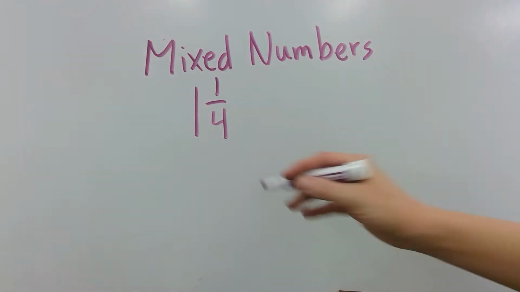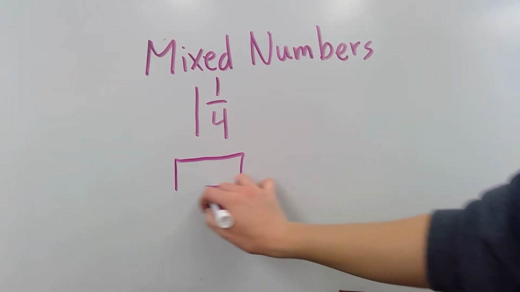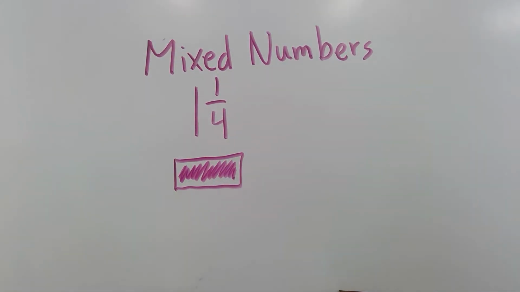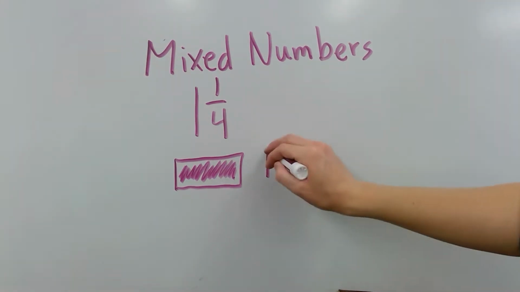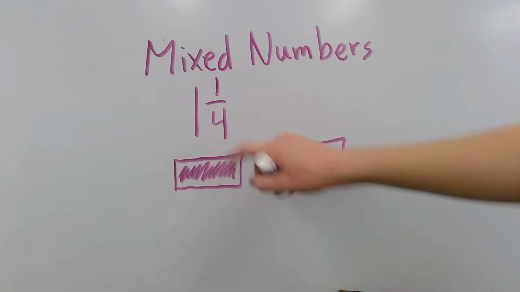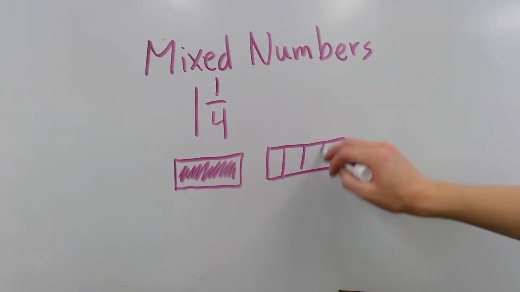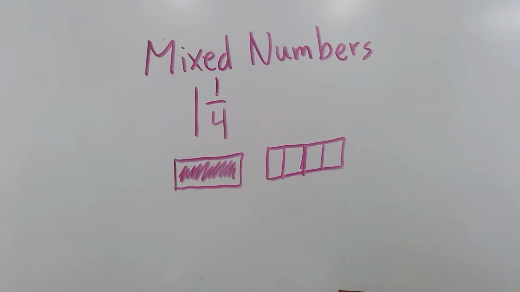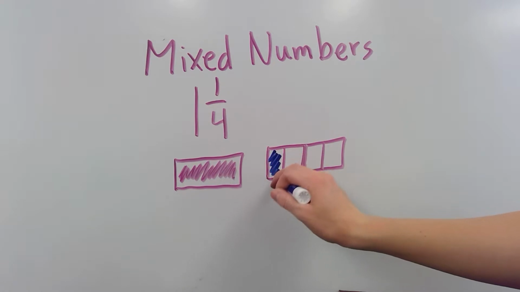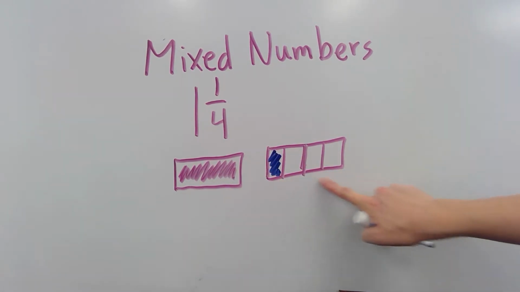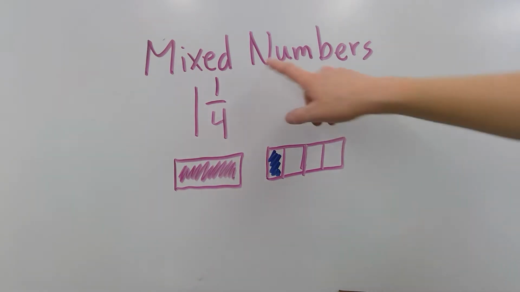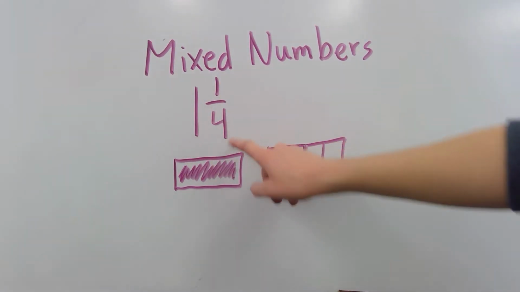So if I wanted to draw this, I would draw my 1 whole first. It's like I have 1 whole candy bar, so I get to color in the whole thing. And then I have 1/4 of a candy bar. So my denominator tells me how many pieces my whole is split into, how many it would take to make one whole. And then my numerator tells me how many I have. So I have 1 whole and 1/4. So we have mixed numbers, which is a whole number with a fraction.